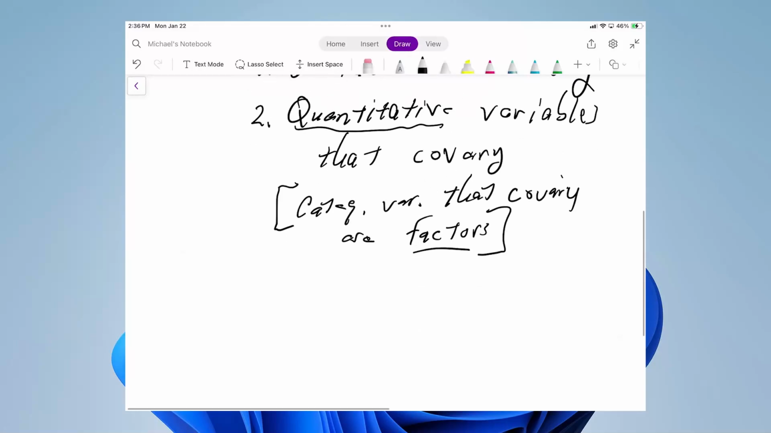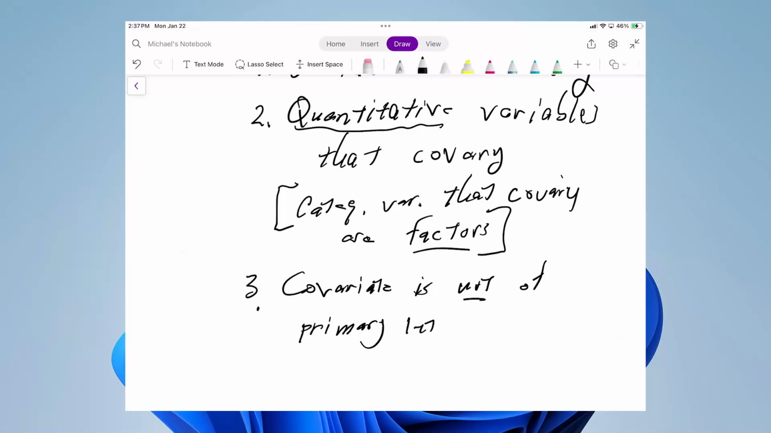Then a third way that you will hear people use the term covariates is that a covariate is a quantitative variable that covaries with the response variable, but it is not the variable of primary interest. It is a variable that perhaps is an extraneous variable or a variable that you're trying to control for in a study. So this narrows it down even further. So the covariate is not of primary interest, but does covary with the variables that are.